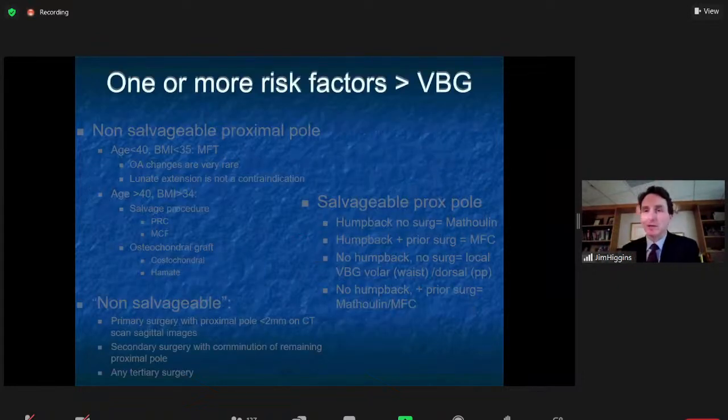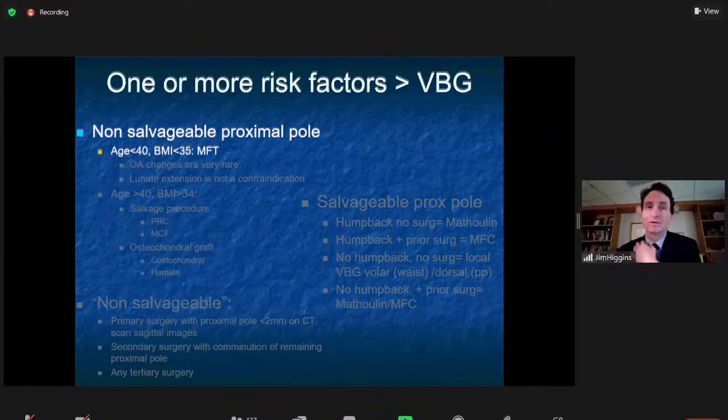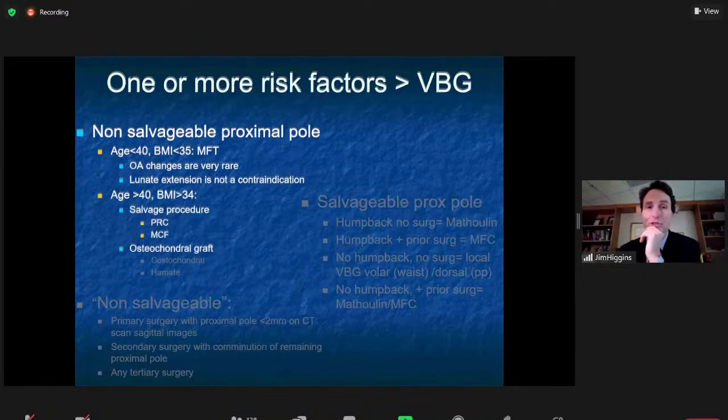So I'll just show you my algorithm. This is how it works for me. So if you have a non-salvageable proximal pole, we haven't gotten into that, but that's the osteochondral reconstruction. Those are patients that are less than 40 years of age, and their BMI is less than 35. And this is for reasons we've studied these patients down the road, and these are the patients that do the best, and that's where I restrict my indications. Osteoarthritis in these patients is rare because they're quite young, and lunate extension is not a contraindication. So those patients will get a salvage procedure if they have exclusion criteria of over 40 or a BMI of greater than 34.